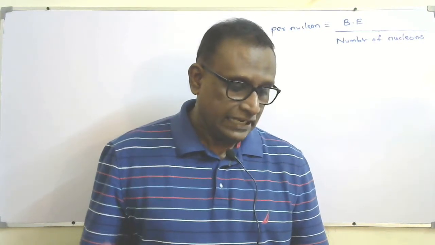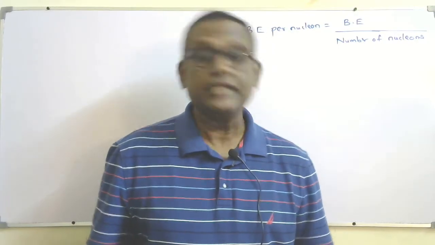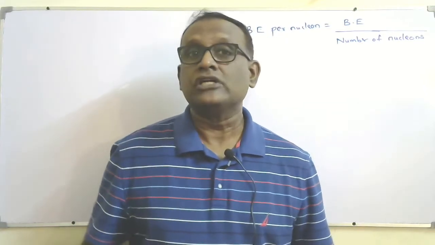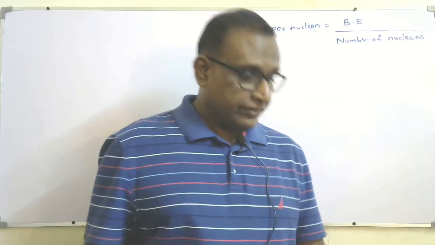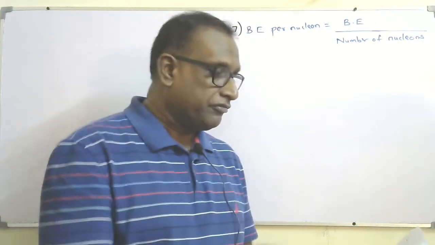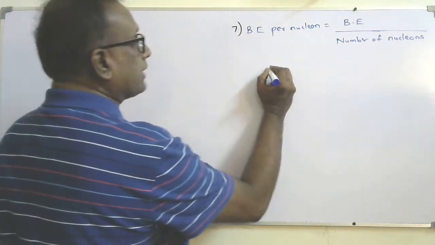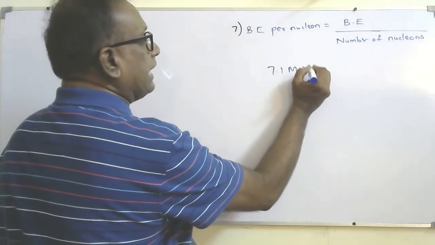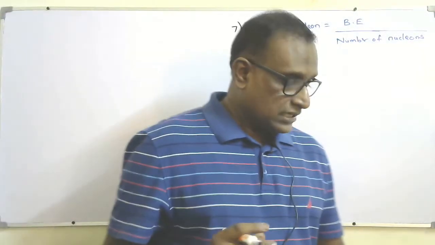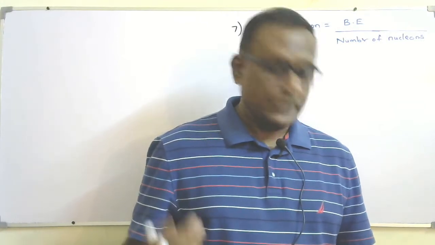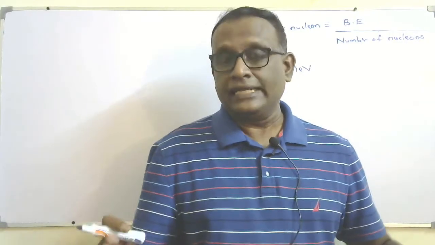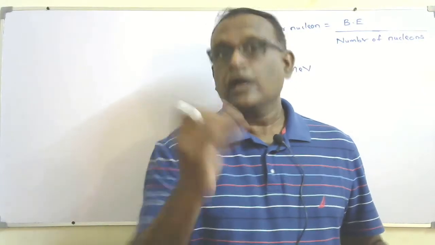Required to split a helium-4 nucleus into 2 protons and 2 neutrons. So you are going to split it completely into individual 2 protons and individual 2 neutrons. From the graph, read and find out the binding energy per nucleon for helium. From the graph, you can find it, that is 7.1 mega electron volt. That is the binding energy per nucleon. So the question is, which of the following is the energy required to split a helium nucleus into 2 protons and 2 neutrons? Means you are going to split it completely into individual 2 protons and 2 neutrons.